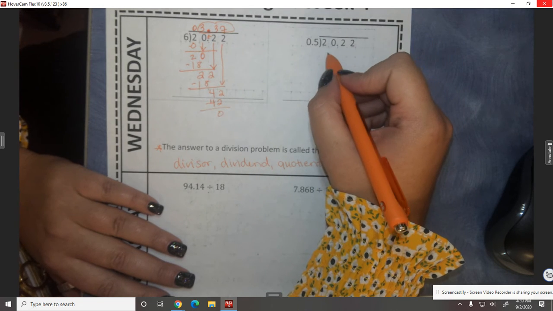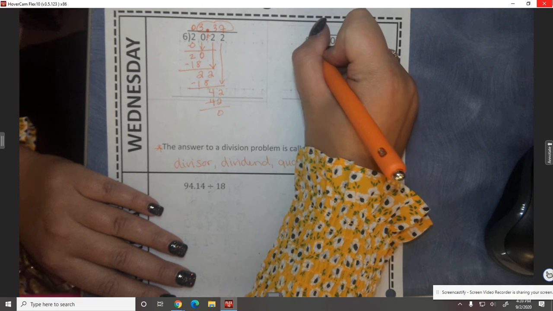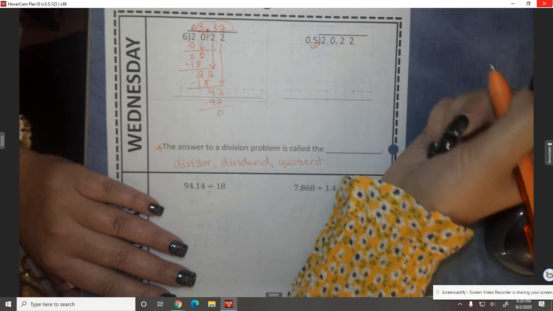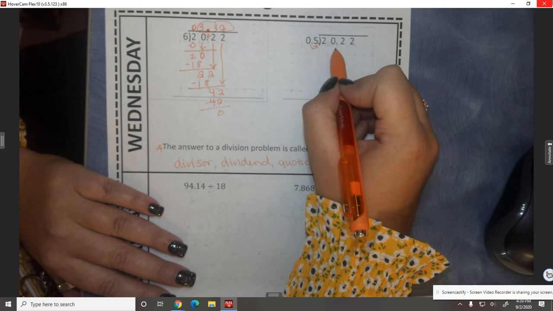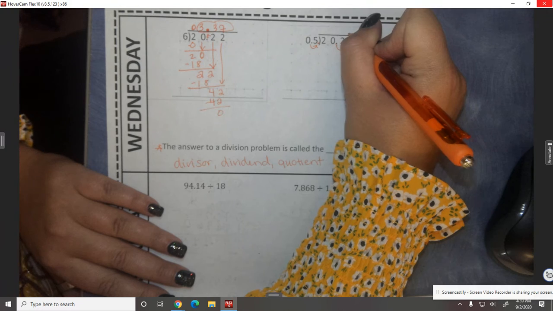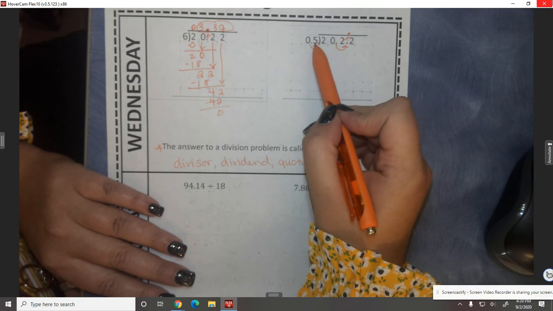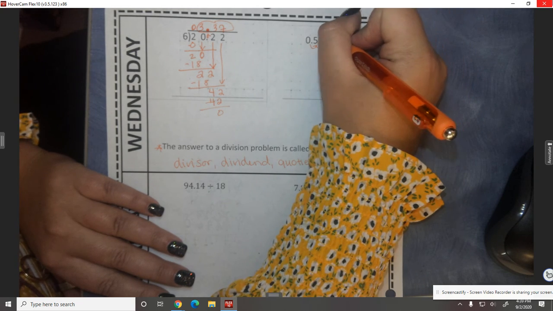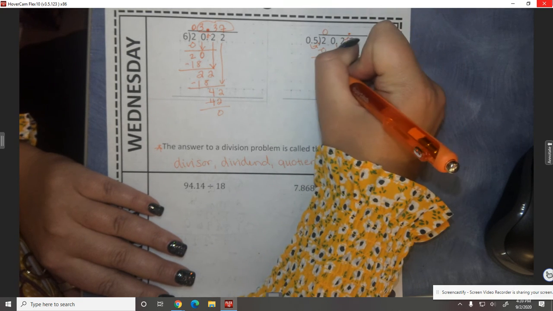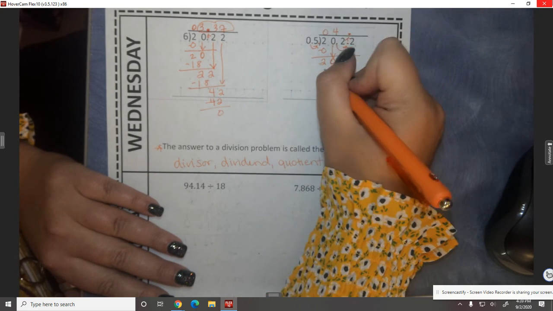For the second problem, we do have a decimal in our divisor, so we learned today that means we have to move it over, okay? Whatever we do to the divisor, we have to do to the dividend. So we moved it once there, so we're going to move it once here. Now we can move it up and plant it, okay? How many times will 5 go into 2? 0 times. Bring down our 0. 5 will go into 20, 4 times.